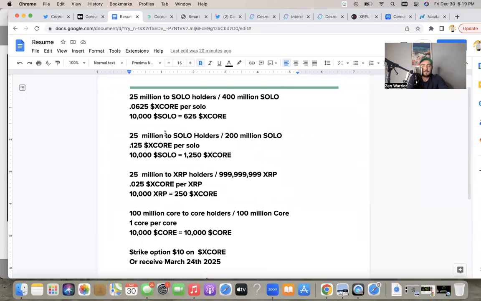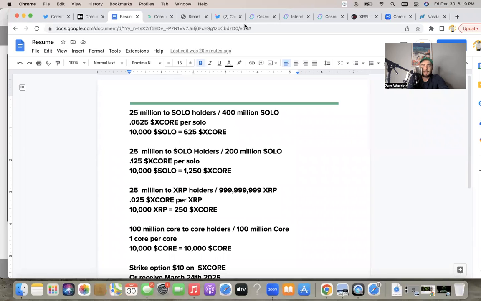This is basically a little spreadsheet that you could get inspired by and do yourself, and play around with the numbers and see the possibilities of what these airdrops could look like when they appear in your wallet.